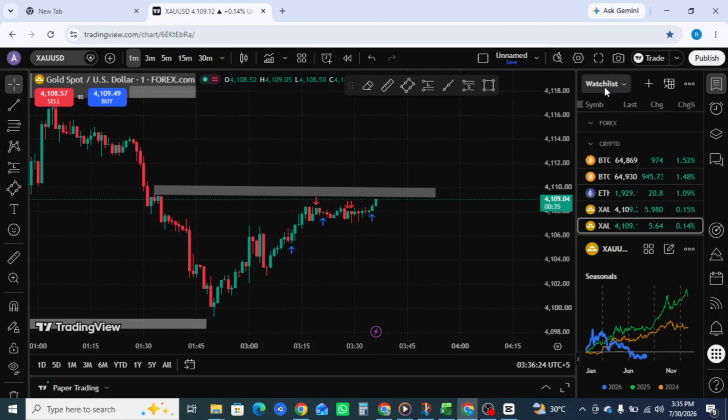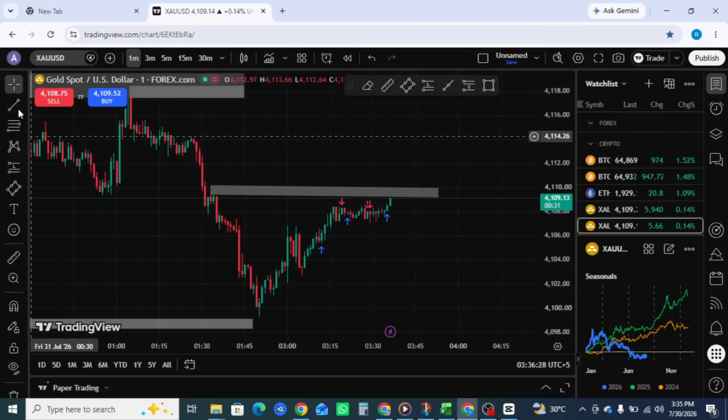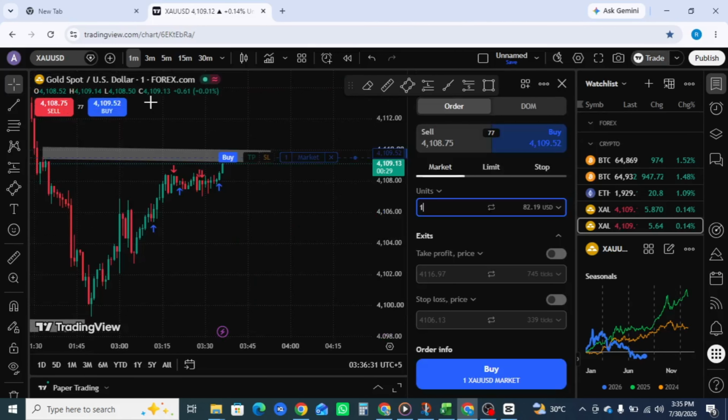Now connect your paper trading account. Open the trading panel at the bottom of the chart, select paper trading and click connect. Your virtual trading account will be ready in a few seconds. Let's place a buy order first. Click the buy button on the chart or open the order ticket.